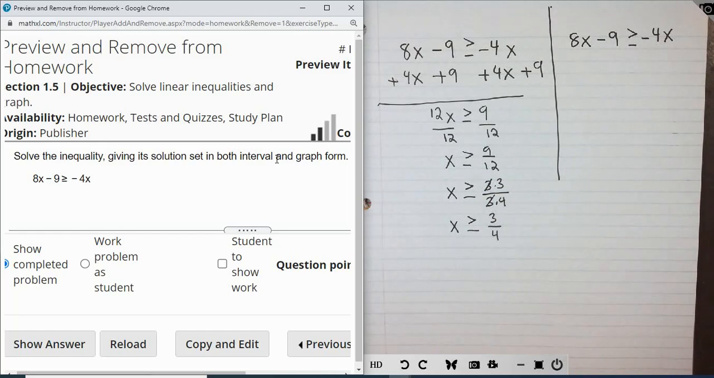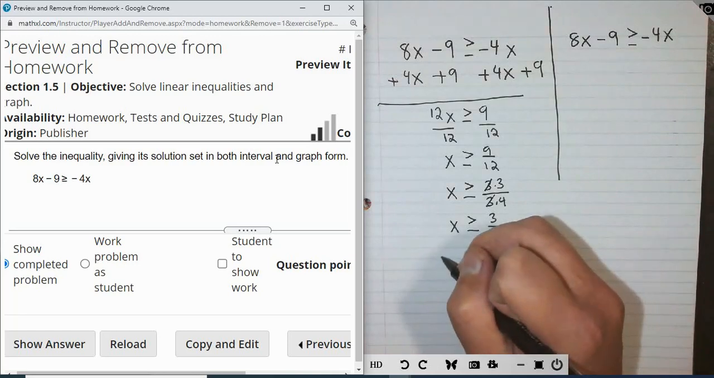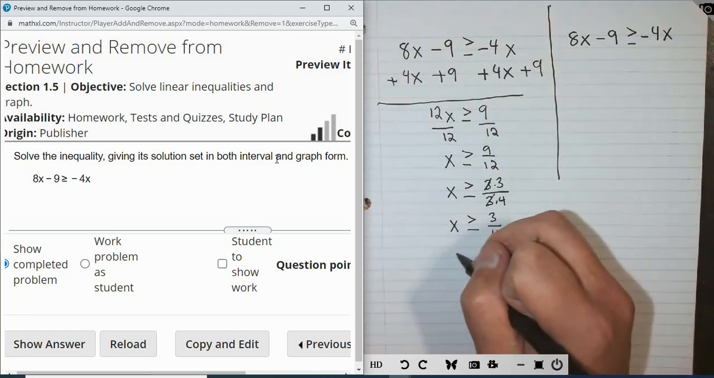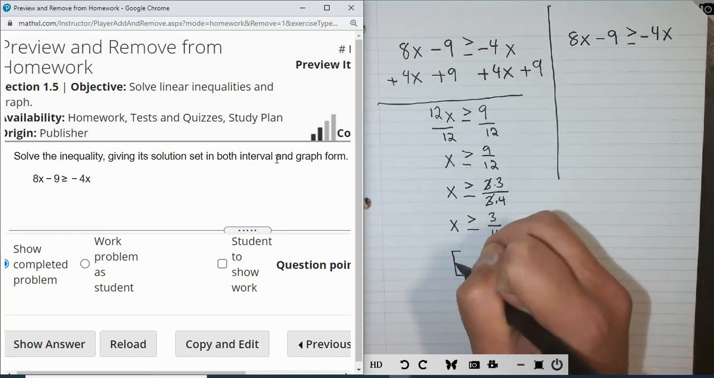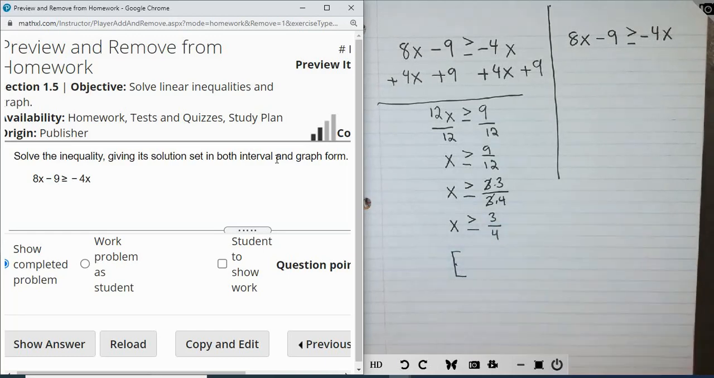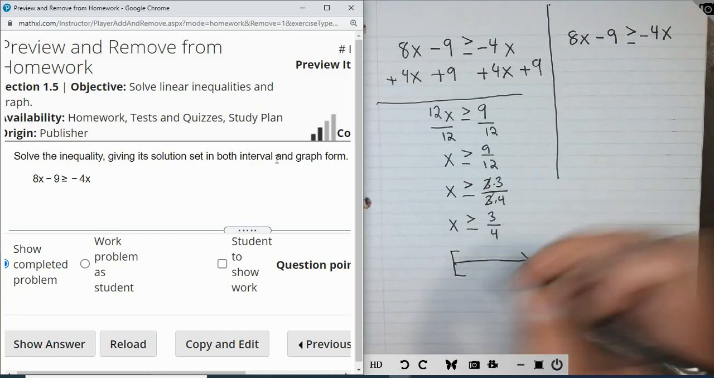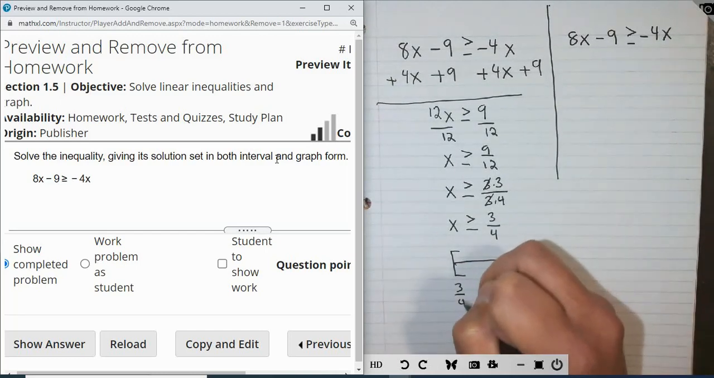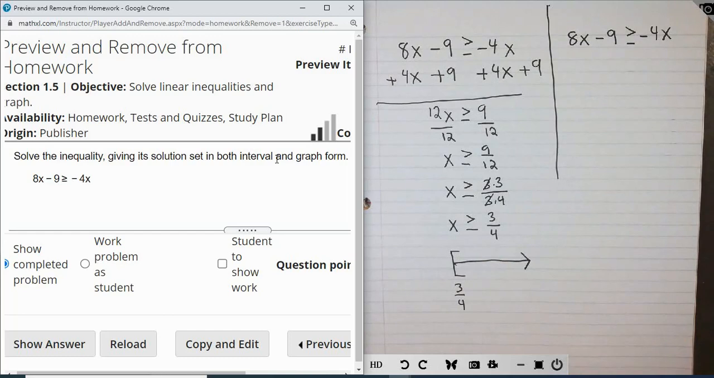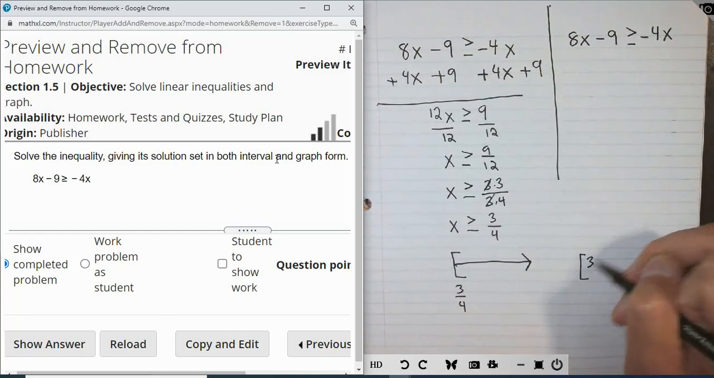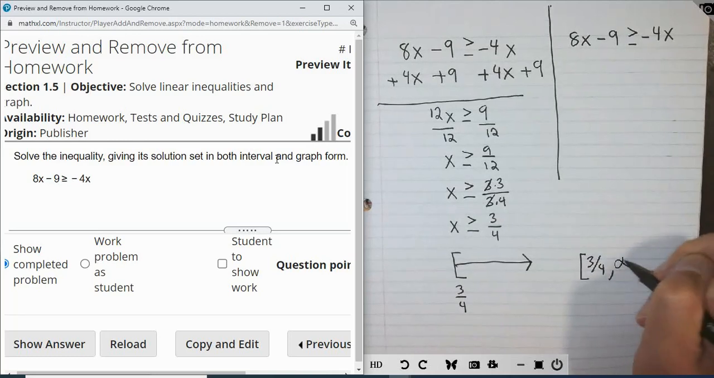And as I said, on the test it's not going to ask you for the graph, but sometimes it's good when you're trying to write the interval to think about the graph. So basically we've got a bracket because it's greater than or equal to. And since it's greater, it's going to go to the right. So basically there's the graph. So in interval notation, this would be bracket 3/4 to infinity, okay?